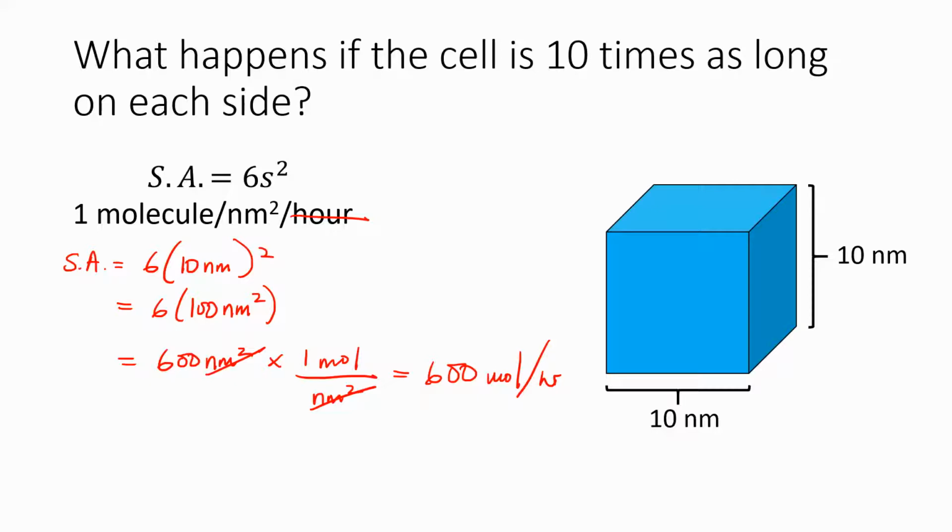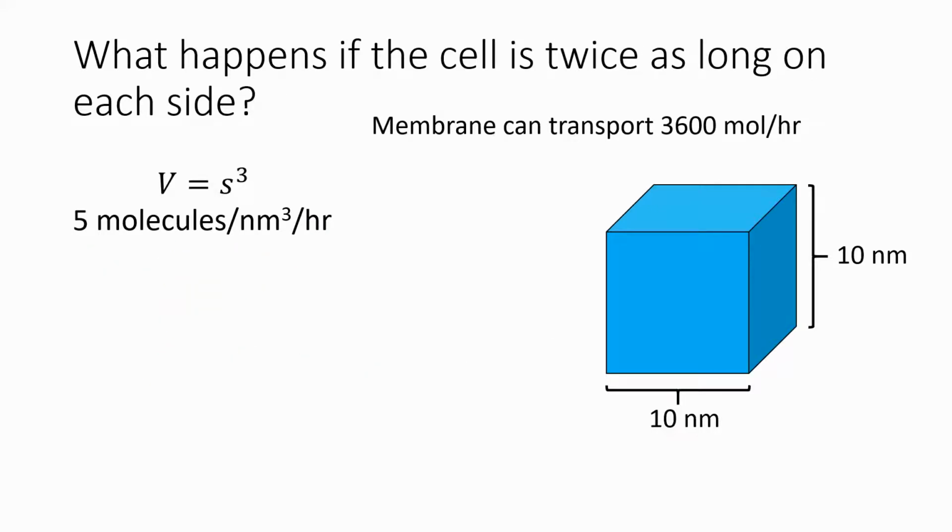Now let's look at how much is needed by this cell. Oh, I made a math error, so let's cross that out. This membrane, remember, can transport 600 molecules in 1 hour. How many molecules does it need? Well, the volume is the length of the side, which is 10 nanometers cubed. What's 10 cubed? Well, that happens to be 1,000 nanometers cubed. And it still needs 5 molecules for every cubic nanometer. We can cross out our nanometers. So this cell needs 5,000 molecules per hour.